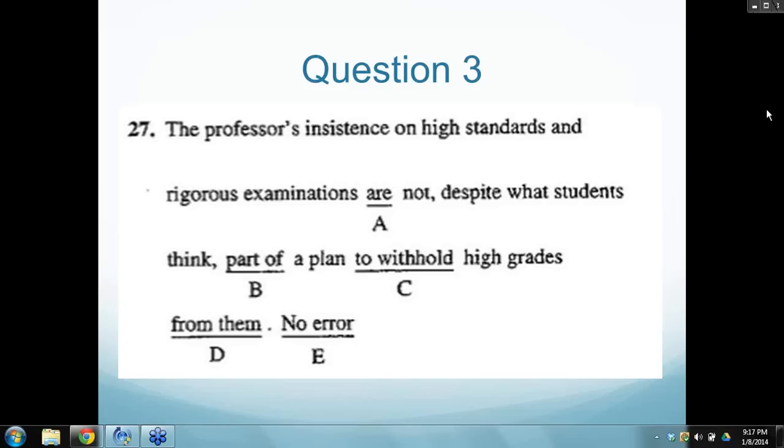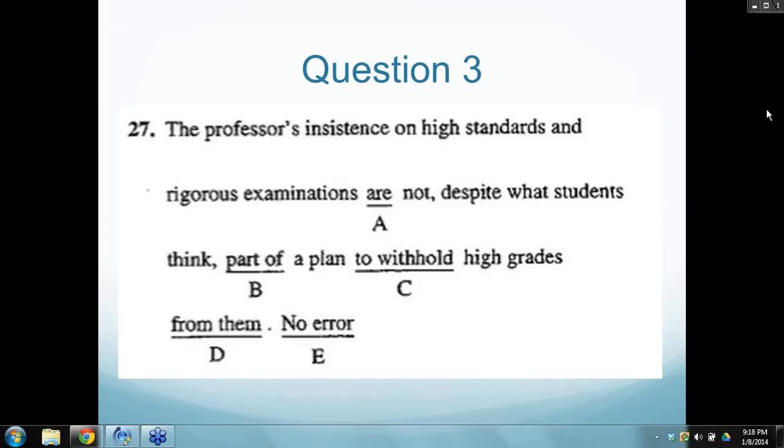Okay, most people have had a chance to vote. And this one was tricky, and a lot of folks put down E, no error, which is exactly what the SAT is hoping to fool you into picking. But the answer is A. Now, why is the answer A? It's because the word insistence is the subject. And please jot this down if you haven't already. The word insistence almost sounds like a plural word, but of course it's a singular word. It's not insistences, it's insistence. So it's a singular subject. So in choice A, the error is you need to change it to the word is. The professor's insistence is not, despite what students think, part of a plan to withhold high grades from them.